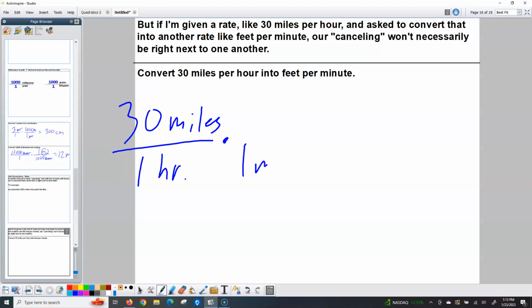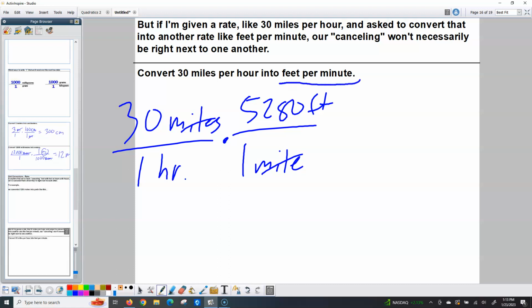I know that 1 mile is 5,280 feet. So the miles will cancel. I want my final answer to be in feet per minute. So I've got the feet, check. Now I have to make sure that it's going to be over minutes, so feet per minute.